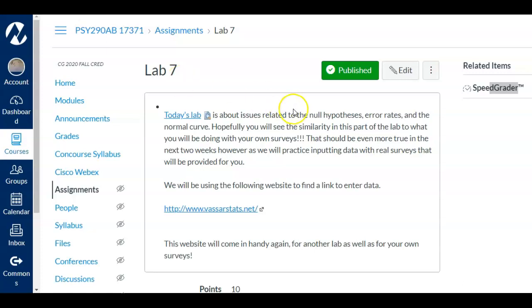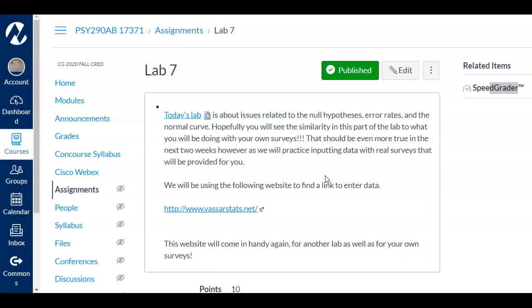When you pull up Lab 7, it will look like this. One of the smart links, or hypertext as it's known, will be today's lab. You click on that and you'll see what the assignment is. But then you're going to enter it in VassarStats. VassarStats is the program that we're going to use. It's not pretty, it's not fancy, but it does the job.